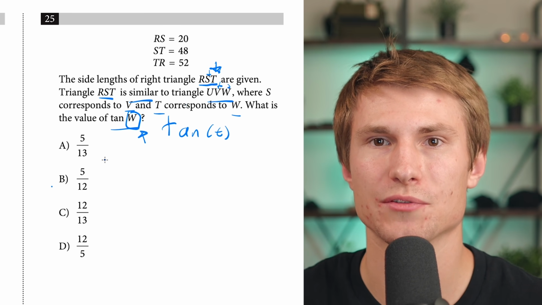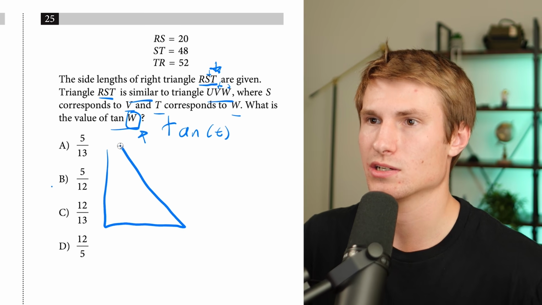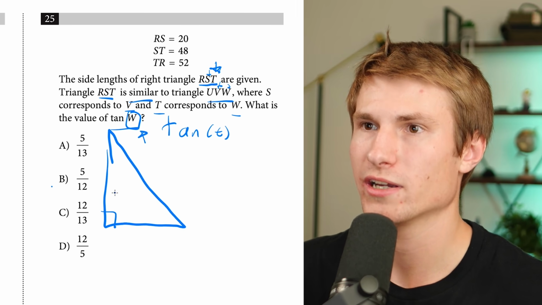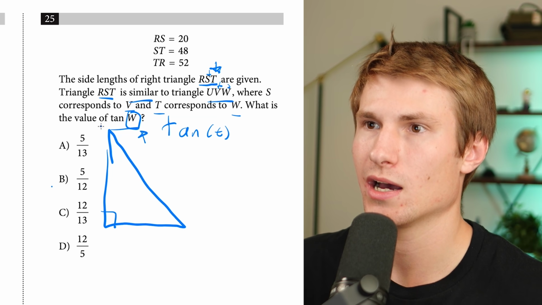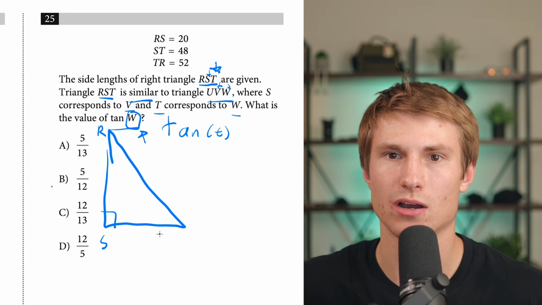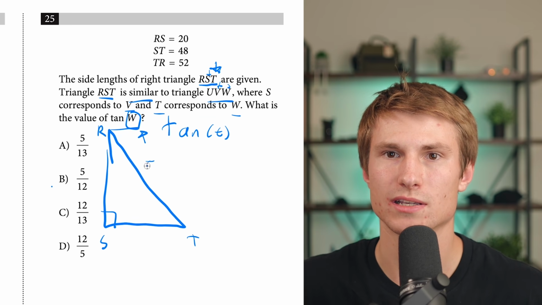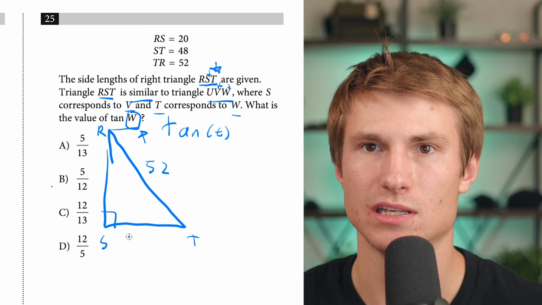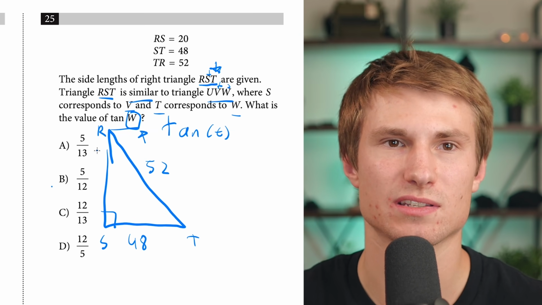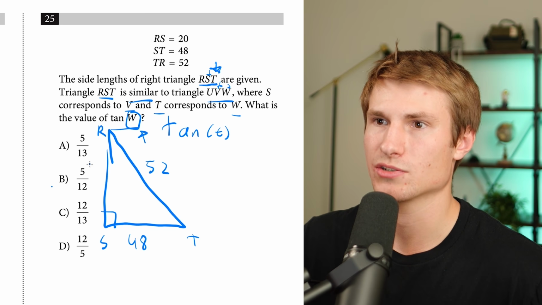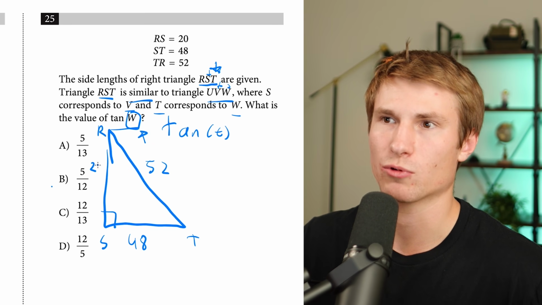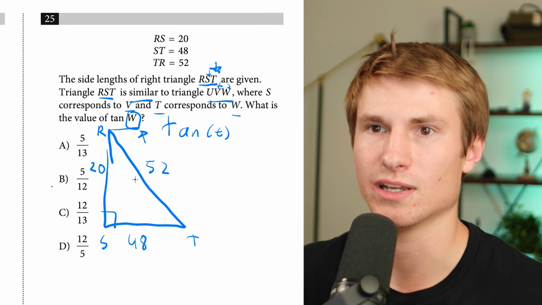Well, let's go ahead and draw out this triangle, because that's just going to make it easier to visualize. We have a right triangle. We've got RST, so let's go ahead and mark that. We know T to R is 52. We know S to T is 48. Keep in mind, this is obviously not drawn to scale. It's just a quick sketch because we're only really worried about the actual values, not the angle measures.